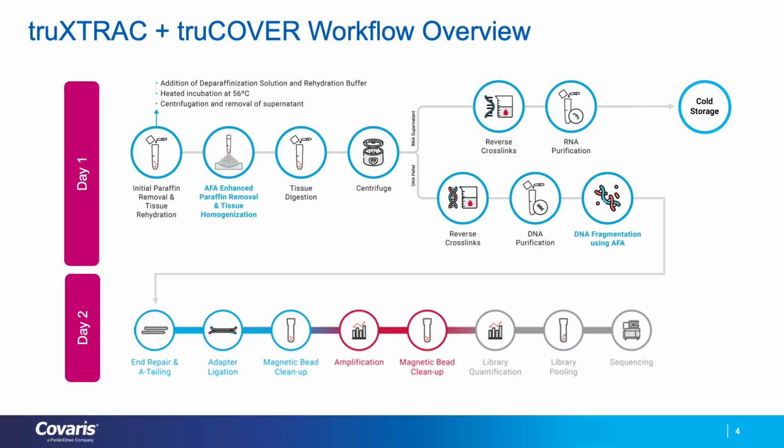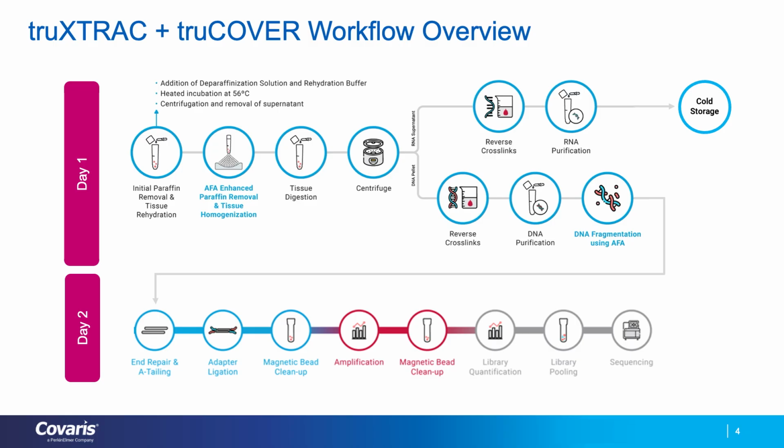Day 1 is our TrueExtract extraction. We start with deparaffinization and tissue rehydration, then use AFA-enhanced paraffin removal and tissue homogenization, followed by centrifugation to separate out the DNA. While this kit performs total nucleic acid extraction, we will be focusing exclusively on DNA analysis for the remainder of the workflow, as that's what's presented in the poster.